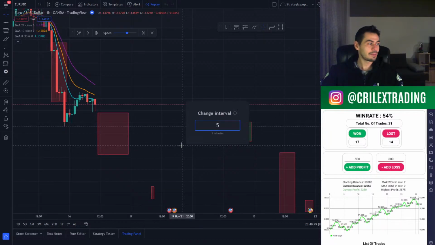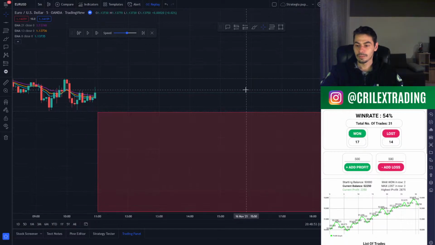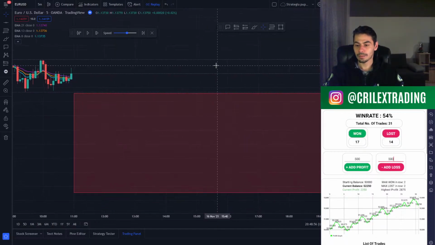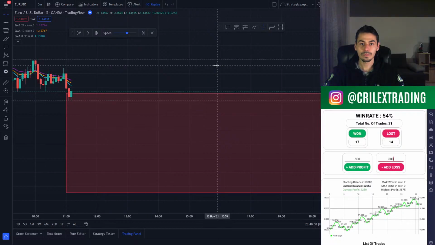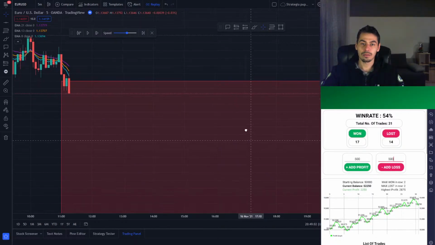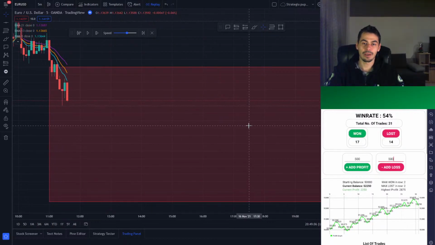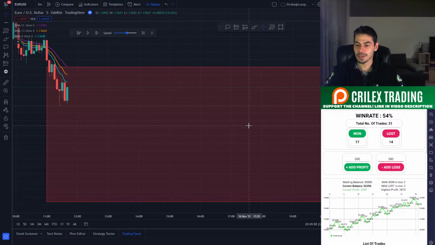Going back to the 5 minutes time frame. This is a position that we probably wouldn't enter because of the market execution. We wouldn't have enough time just to place all the orders.